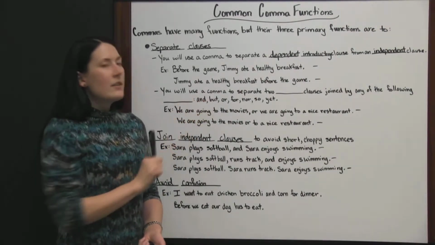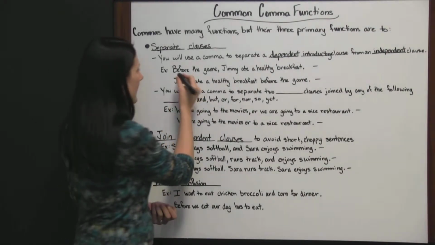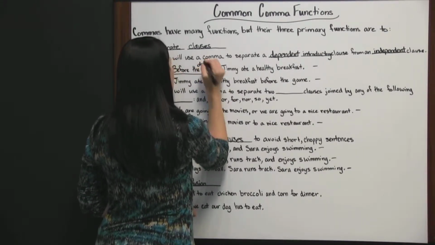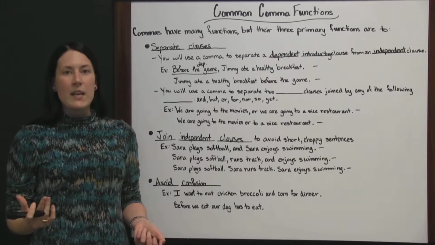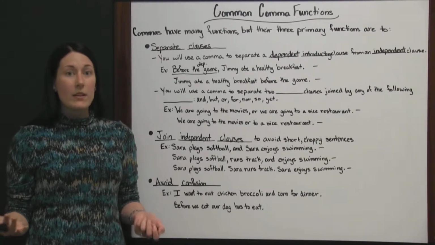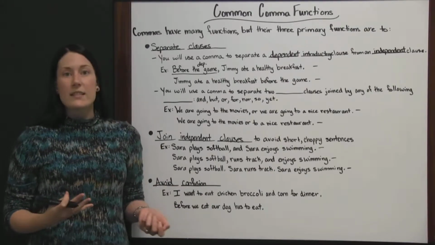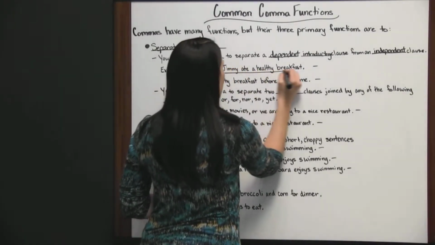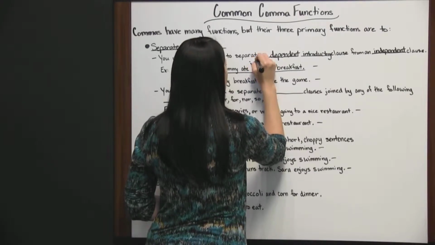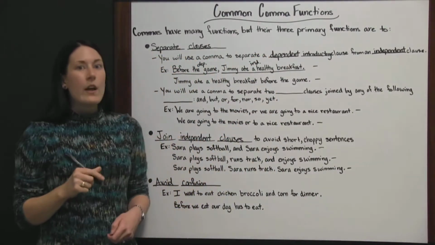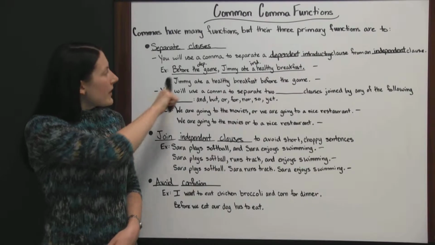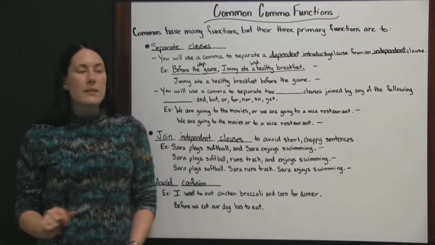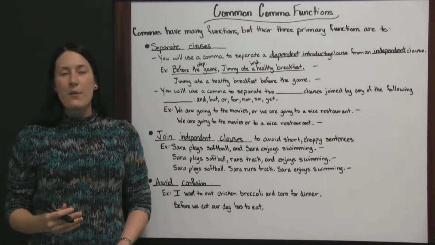We use this comma to separate the dependent clause. So before the game is dependent. You cannot say before the game all by itself and have it be a complete sentence. It's only a prepositional phrase. So it is a dependent clause. But then you have Jimmy ate a healthy breakfast. This would be independent. It could stand all by itself. So we are separating the dependent introductory clause from the independent clause. Before the game, Jimmy ate a healthy breakfast.